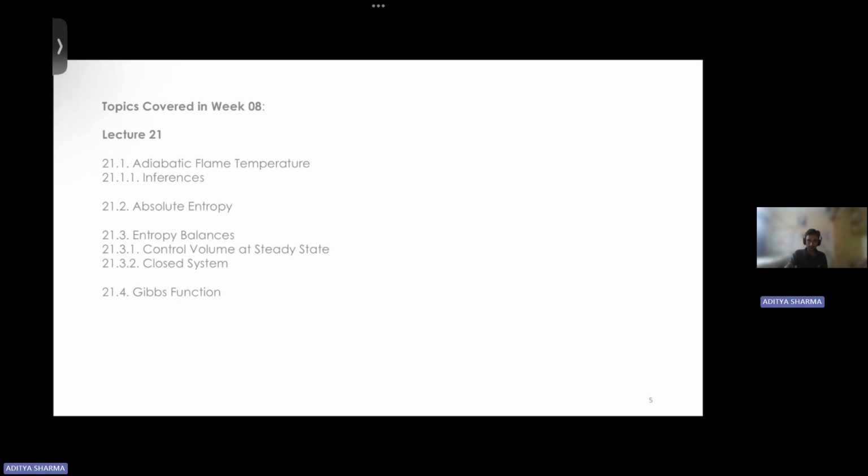Then comes lecture 21. In the previous lecture, we saw the discussion on energy balances for closed systems and control volume. Now here we will be seeing entropy balances, for both the cases, closed system and control volume. Then one important concept that has been introduced in this lecture is adiabatic flame temperature.